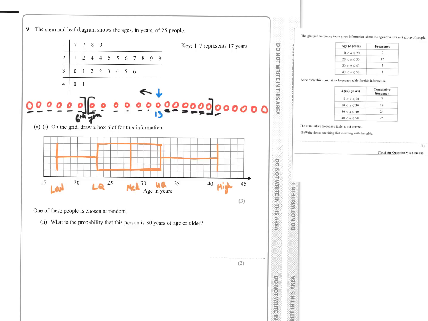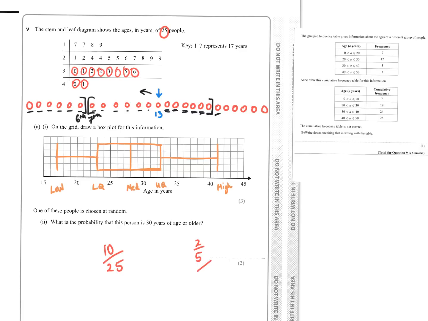It says, one of these people is chosen at random. What is the probability that this person is 30 years of age or older? Well, if we look back at the stem and leaf diagram, we've got 1, 2, 3, 4, 5, 6, 7, 8, 9, 10 people out of the total of 25 that were surveyed. So you can just leave that as a fraction, so the probability will be 10 25ths, or you can cancel it down, dividing the top by 5 and the bottom by 5, so 2/5.